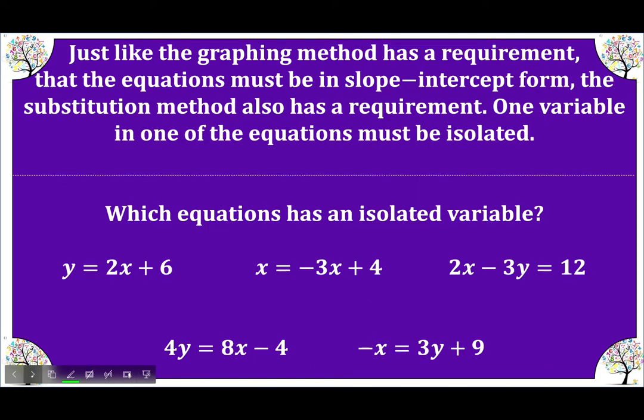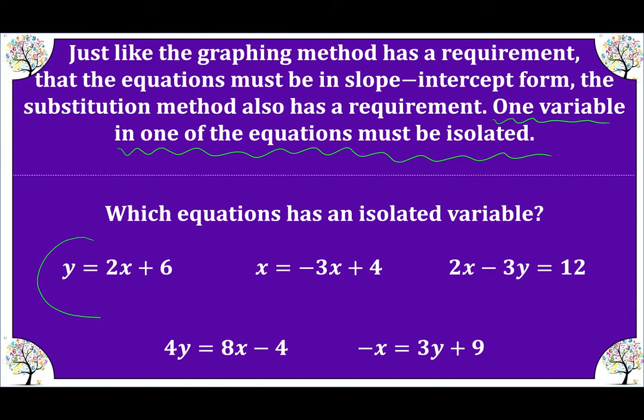So just like when we graph to find our solution, one requirement is that our equations have to be in slope-intercept form. There's also a requirement for substitution, like we just saw. The requirement to use substitution is that one of the variables, either the x or the y, in one of the equations must be isolated. So let's take a look at 5 equations and determine which equations has an isolated variable.